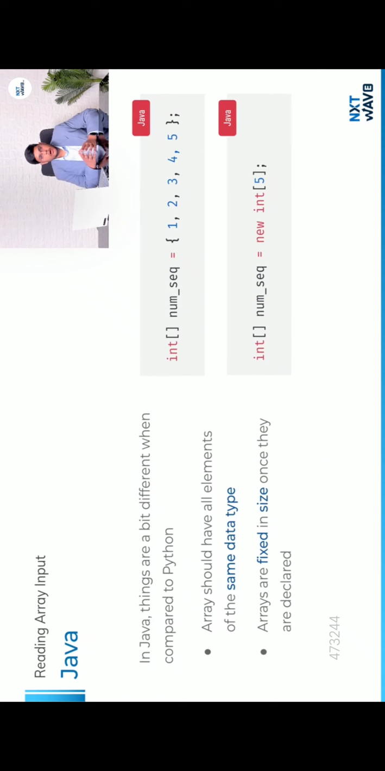Now let's look at how we implement the similar thing in case of Java. As we might have already seen, in Java, compared to lists, arrays are a little bit different. In an array, all the elements should be of the same data type. The second constraint is that arrays have a fixed size, unlike lists in Python. In Python, you can increase or decrease the size of the list, but in case of arrays, once the size is fixed, you can't change the size of the array.